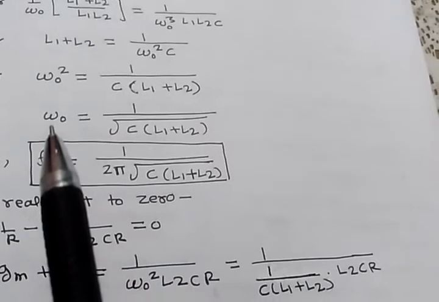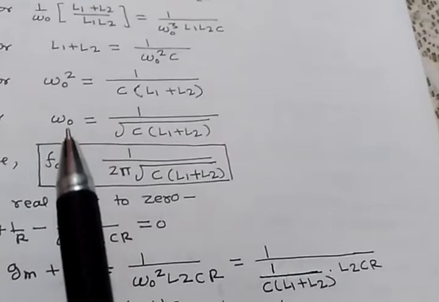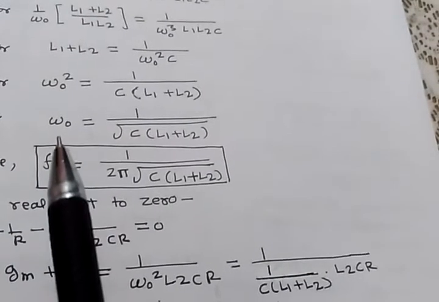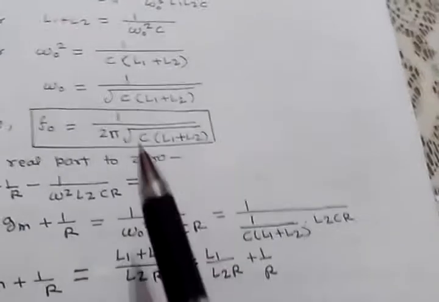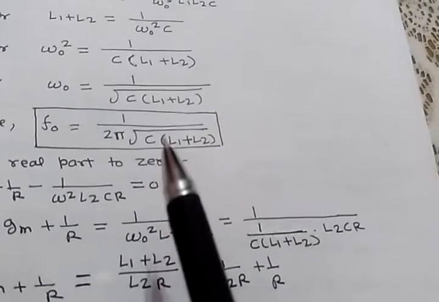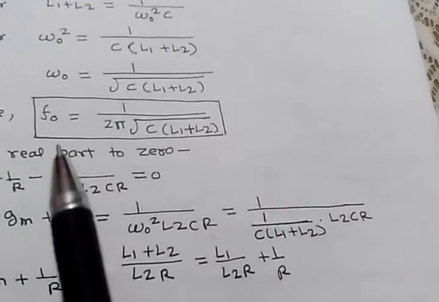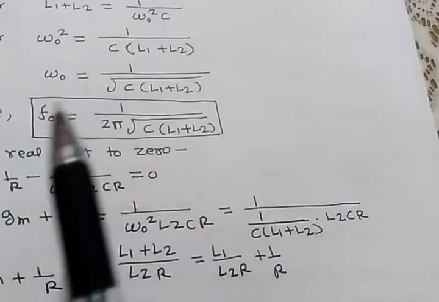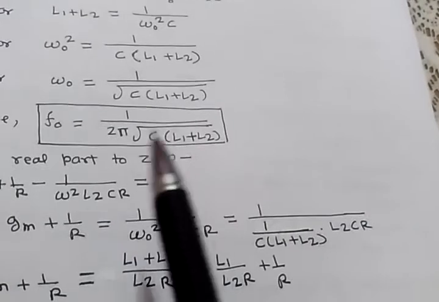At the place of omega naught, now write 2 pi f naught. F naught is the frequency in hertz. So we can write f naught equals 1 upon 2 pi square root of C (L1 plus L2). So this is the frequency of oscillation, the frequency of the signal generated by the oscillator.